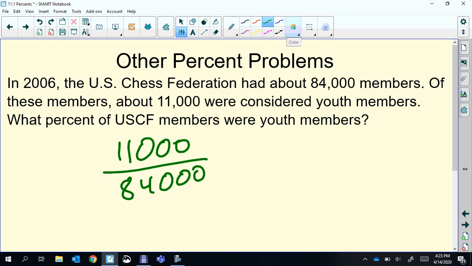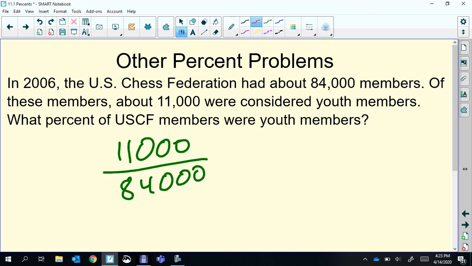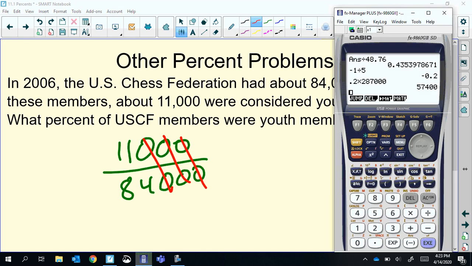So here's a little shortcut. When you're typing in numbers, if they each have 3 zeros in it, you don't have to type those in. You can cancel those out. So really all we need to type in is 11 over 84. Save yourself a little bit of typing, especially when my calculator sometimes doesn't like accepting my button presses.